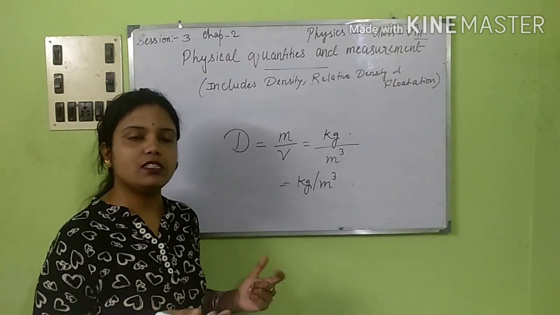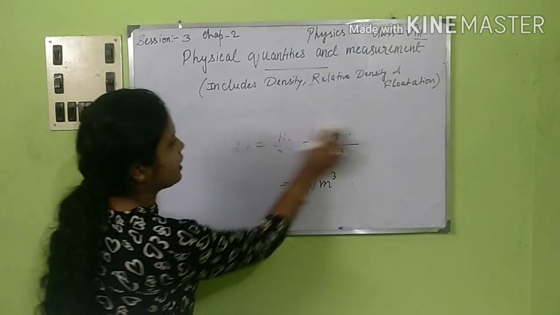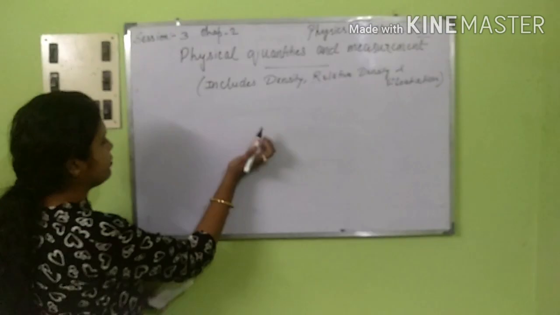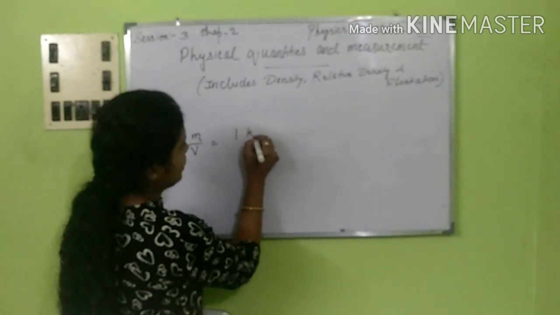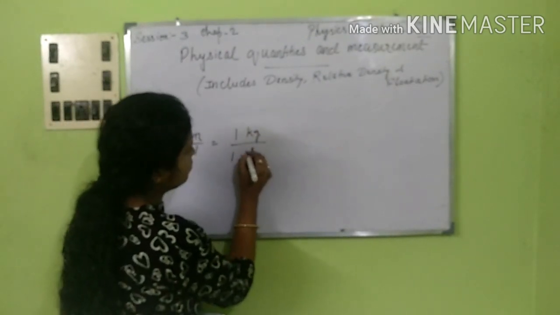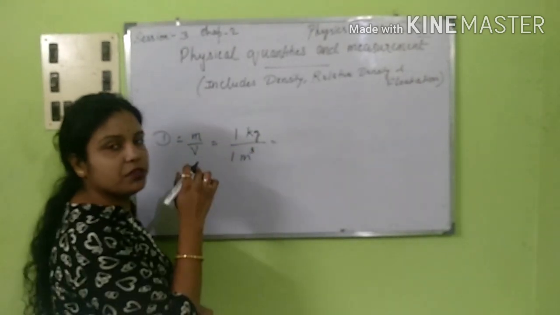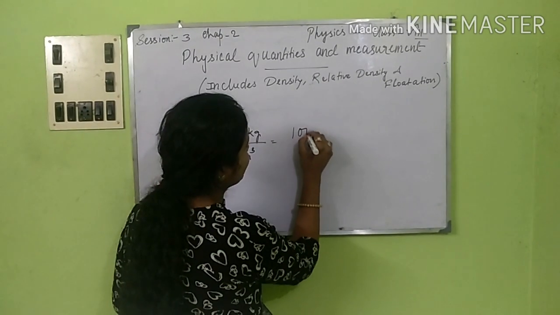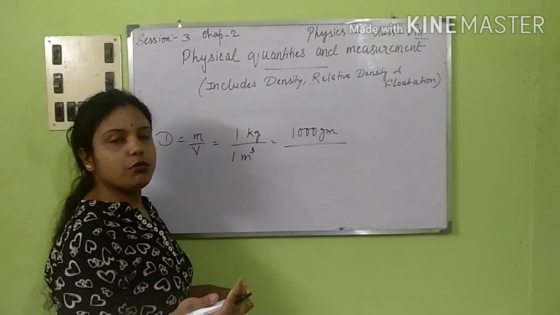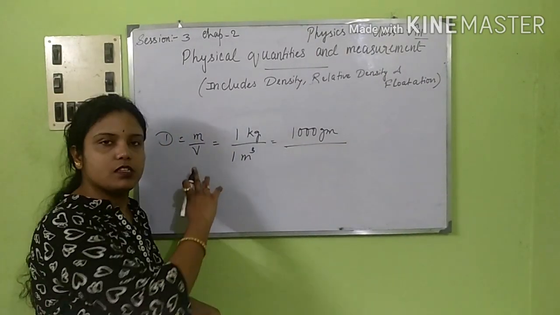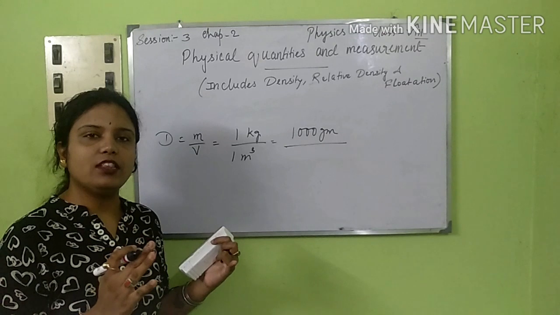Now the question comes, what is its CGS unit? Obviously you will be coming to its CGS unit. Let me rub it and write it again. Suppose we have already written that D is equal to M by V, that is equal to, suppose I am taking 1 kg by 1 meter cube. So if we convert this kg to gram, we know that the CGS unit of mass is gram. That means we will multiply by 1000 to get gram, right? By, now 1 meter is equal to 100 centimeter. That means the volume, or you can say the length, the CGS unit of the length will be centimeter.